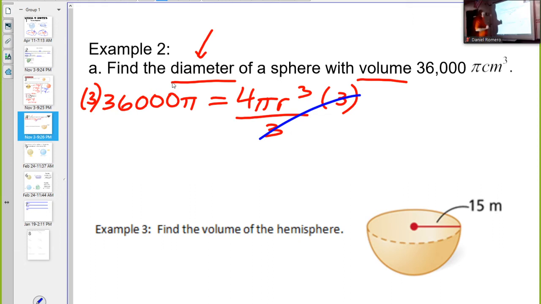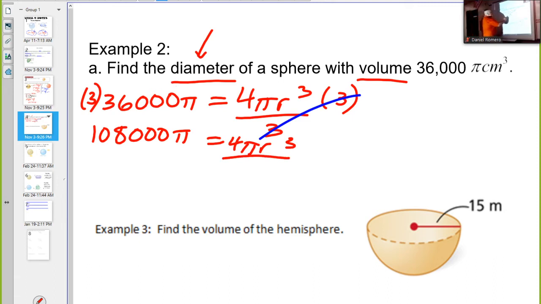3 times 36,000, and what is the pi there? 108,000 pi. Good, you divide by 4 pi. The 4 and the pi cancel here, and the pi cancels with the 108,000.